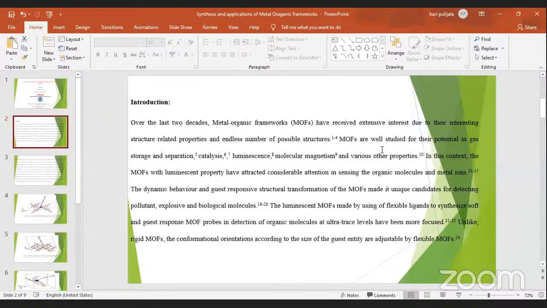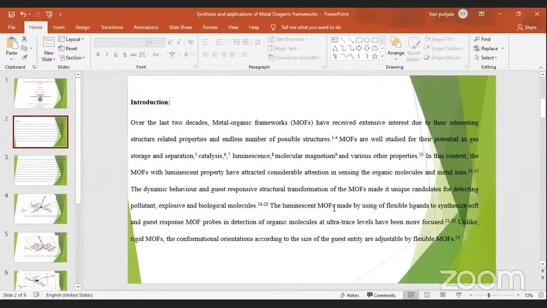MOFs are well studied for their potential in storage and separation, catalysis, luminescence, molecular magnetism, and various other properties. Metal organic frameworks with luminescent property have attracted considerable attention in sensing organic molecules, and the dynamic behavior and guest responsive transformation of MOFs make them unique candidates for the detection of pollutants, explosives, and biological molecules.